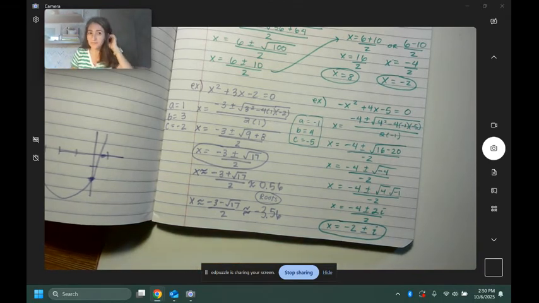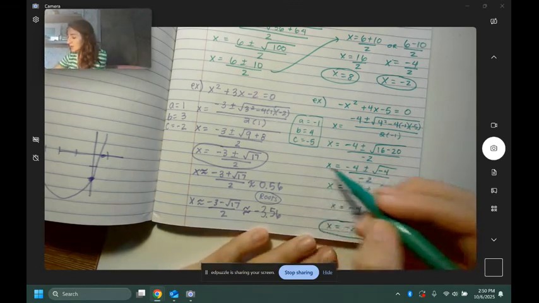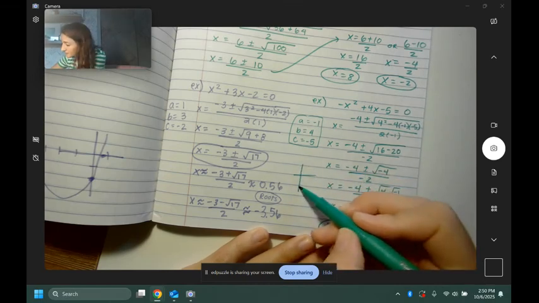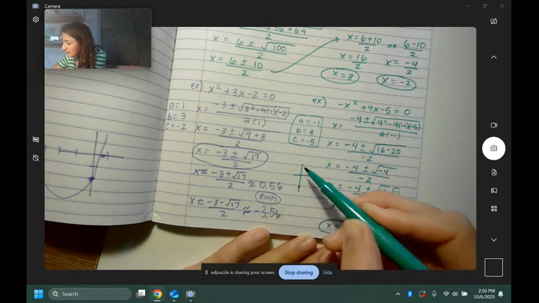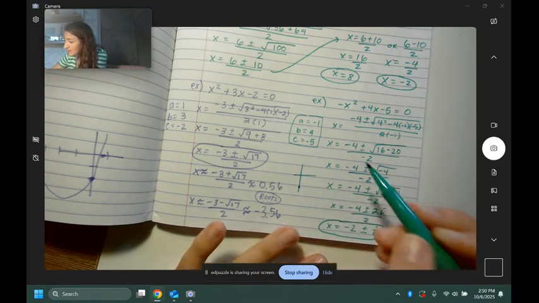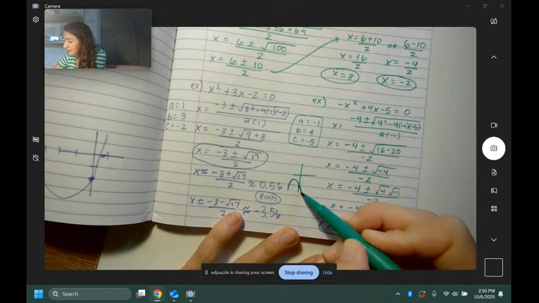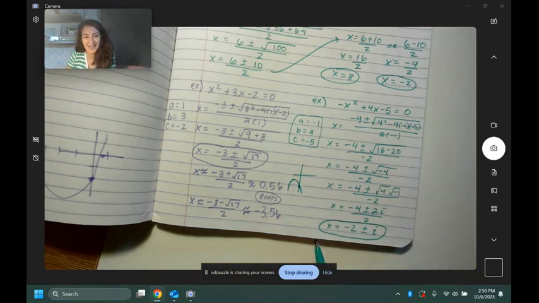This graph is face down and lower, just so we got an idea of where this graph is, right? It's like this, kind of down here. So it never crosses the x-axis, which is why my roots are imaginary, but that'd be why.